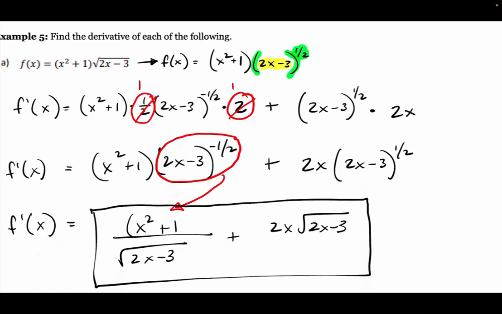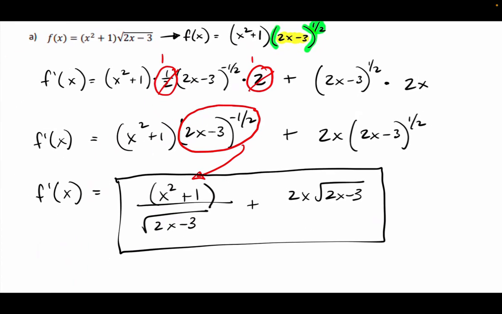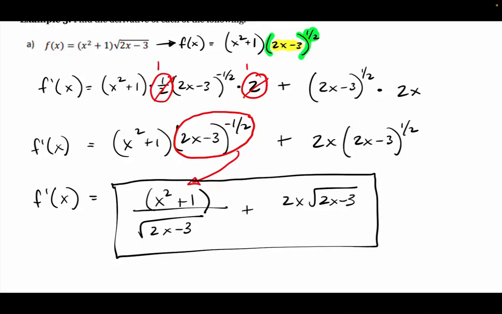Times 2x or no? Oh, wait, sorry. 2x in the front, yeah. I put a 2x in the front. Oops, and then I forgot parentheses there. That's as far as you need to go. Okay. All right.